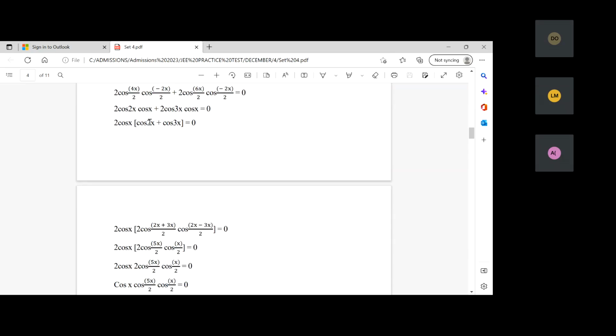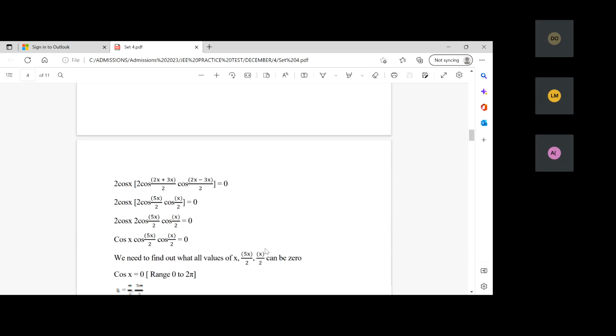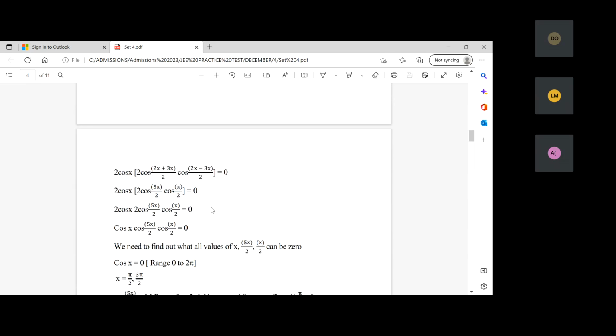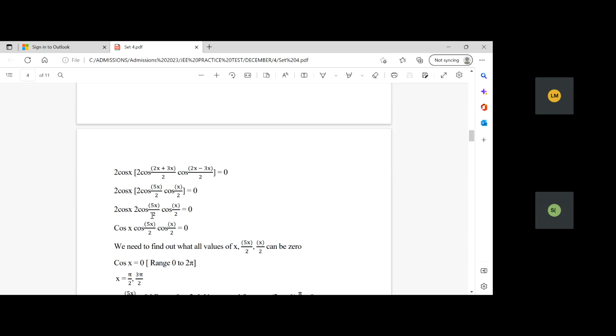So what is cos A plus cos B? 2 cos of (A plus B) by 2 cos of (A minus B) by 2. Apply the formula. You have simplified the term here, and you have simplified this term here. Because I just want to understand which all are the values and I need to find out what will be the range of values that can satisfy this from the range 0 to 2 pi which is given in the question. So I have got the terms as cos x, cos 5x by 2 and cos x by 2.